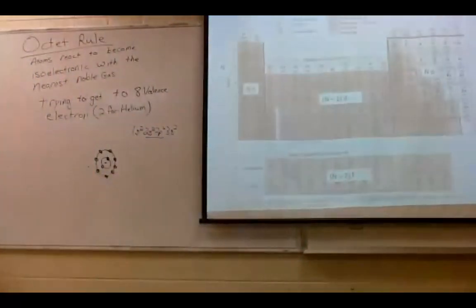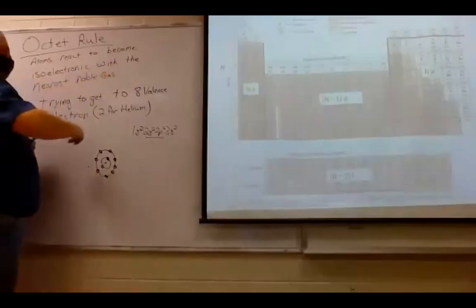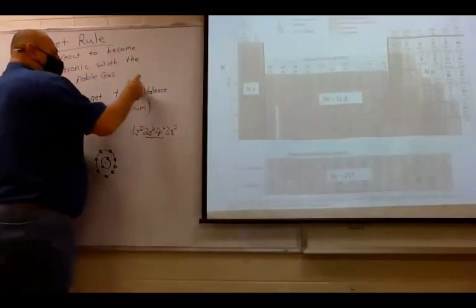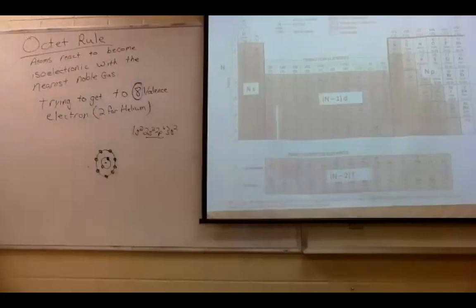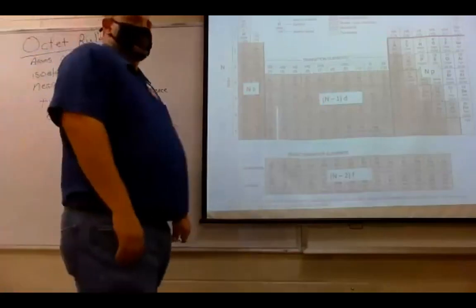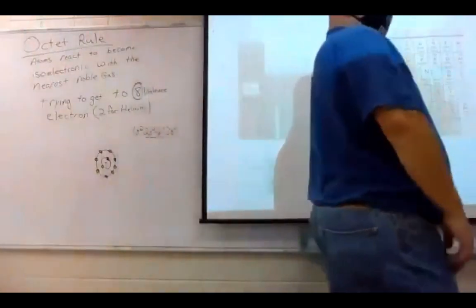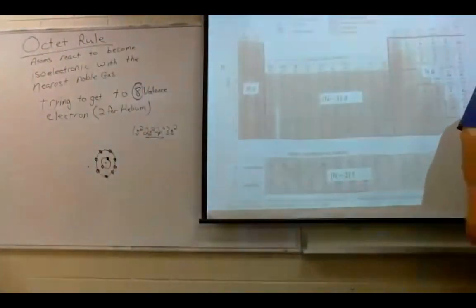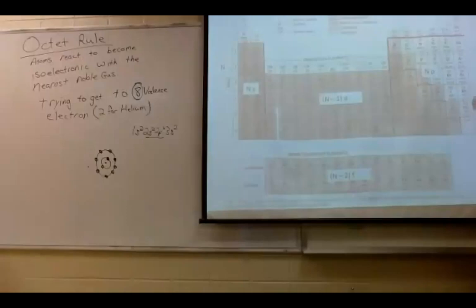Noble gases. That's our magic one. So everything's trying to get to the noble gases. The noble gases happen to have 8, except for helium, which has 2. This 8 helps you remember that this is called the octet rule. How many arms does an octopus have? 8. So everything's trying to get to 8. So that's where this name came from. Everything's going to react to get to the noble gases.